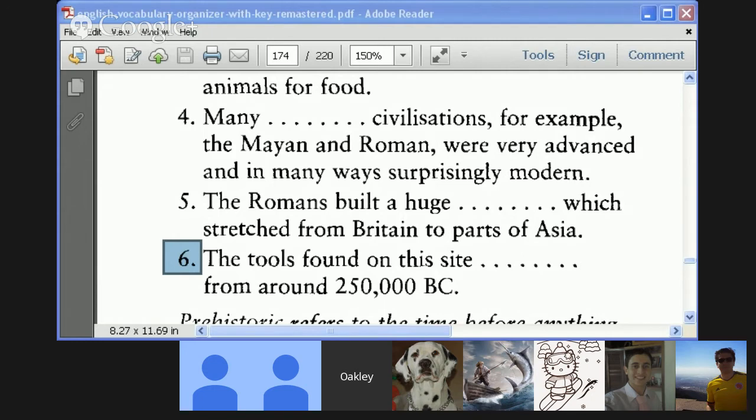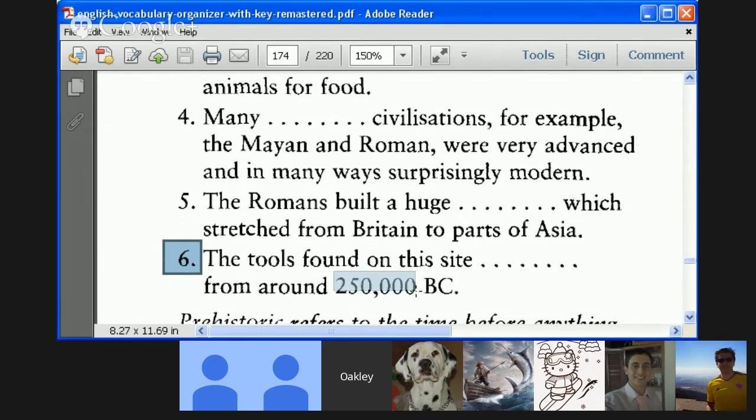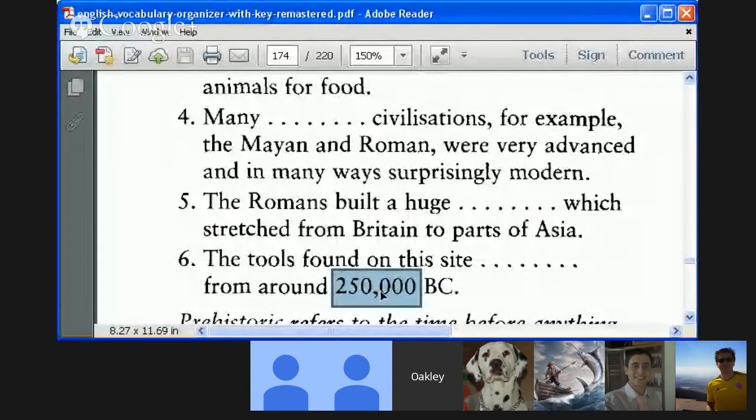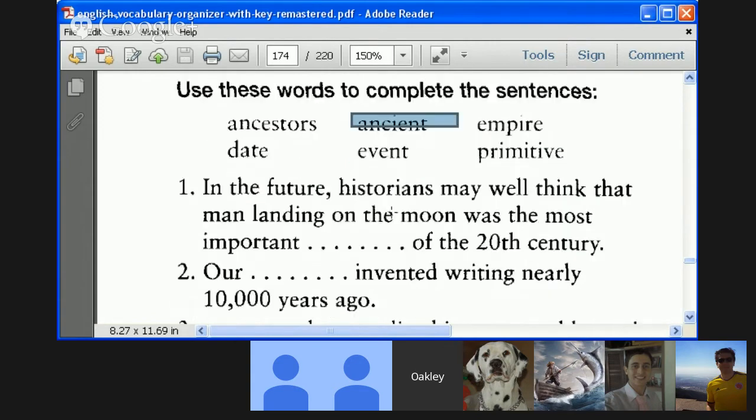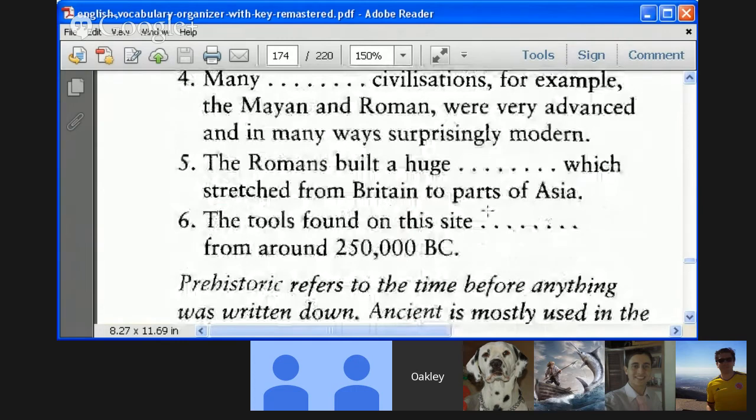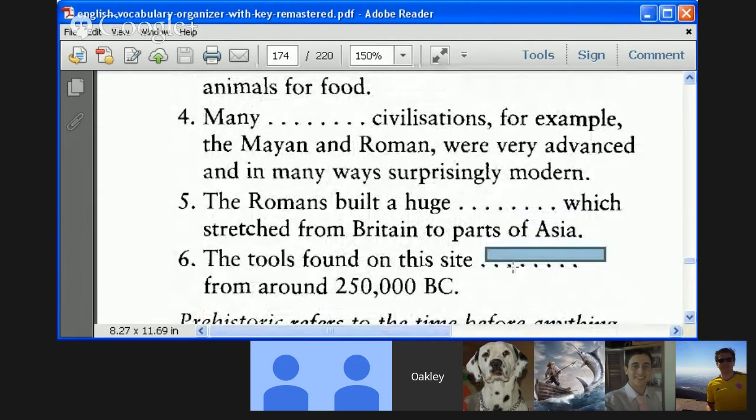Can you read number 6, please? The tools found on this site blank from around 250,000 BC. First of all, that's not 25,000. That is 250,000. They what from 250,000 BC? Maybe ancient. Ancient? No. I want to say, the tools found on the site.